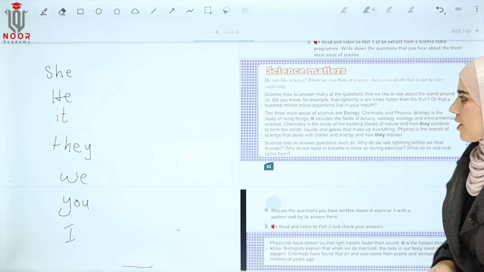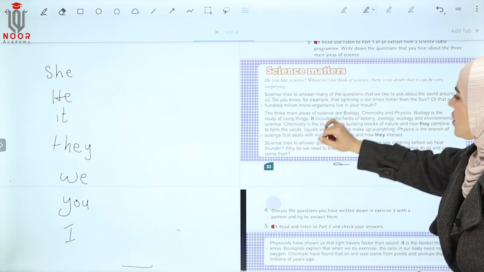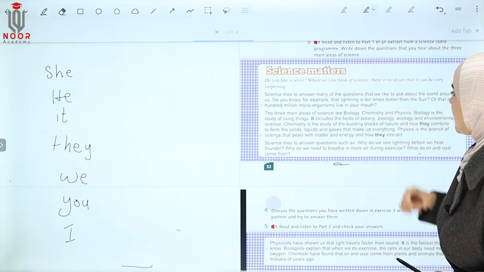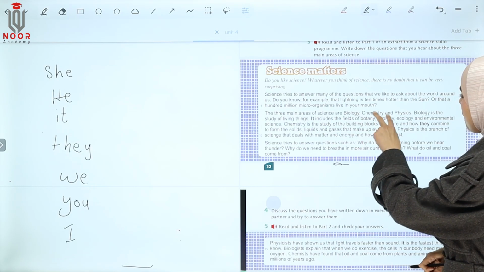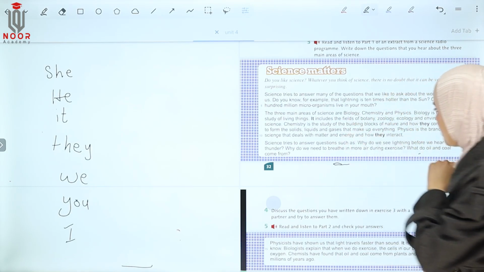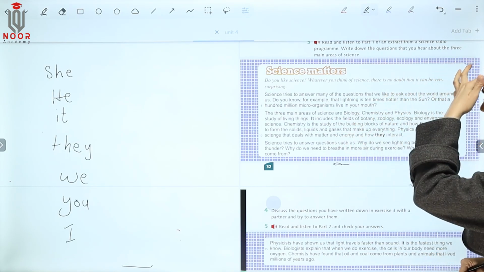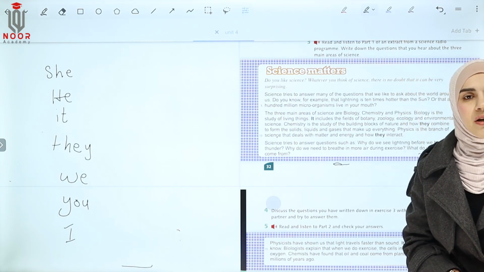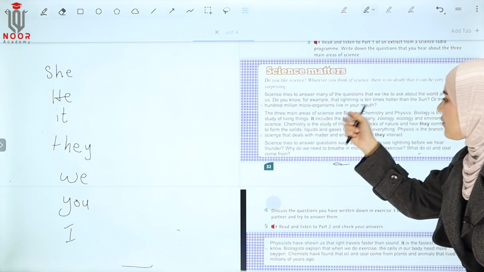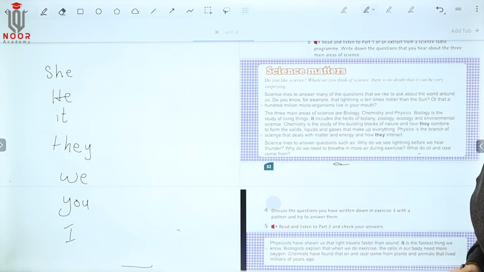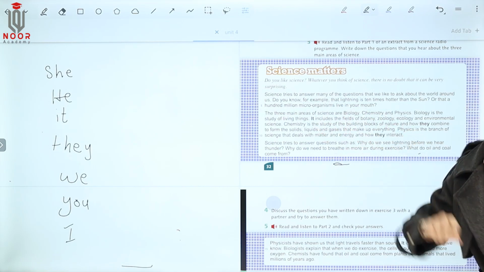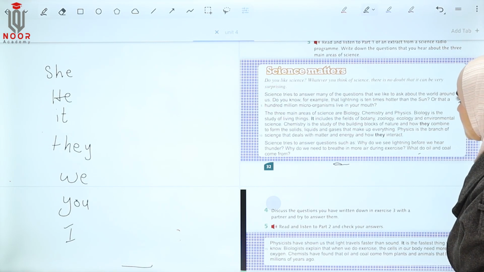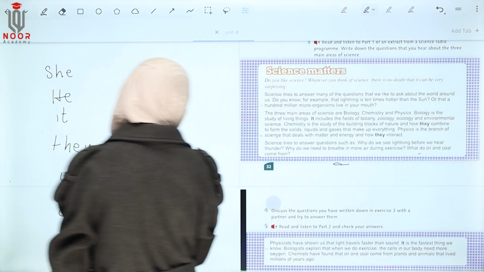So let's go back here. The three main areas of science are biology, chemistry, physics. Now, if you notice here, the three branches or two branches of biology are related to what? Related to biology. So here, it refers to biology. Okay? Yes. So, as we said before, science.